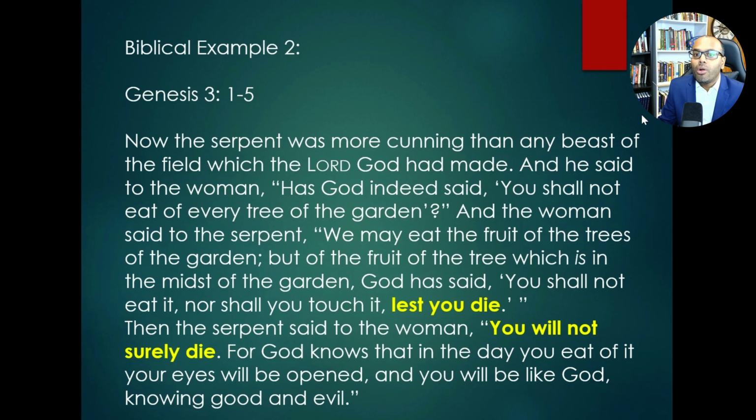Now the serpent was more cunning than any beast of the field which the Lord God had made. And he said to the woman, "Has God indeed said, 'You shall not eat of every tree of the garden'?" And the woman said to the serpent, "We may eat the fruit of the trees of the garden, but of the fruit of the tree which is in the midst of the garden, God has said, 'You shall not eat it, nor shall you touch it, lest you die.'" Then the serpent said to the woman, "You will not surely die, for God knows that in the day you eat of it your eyes will be opened, and you will be like God, knowing good and evil."